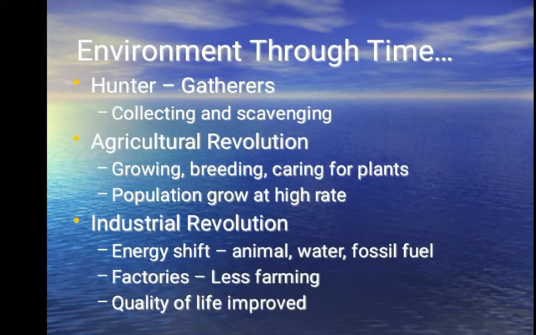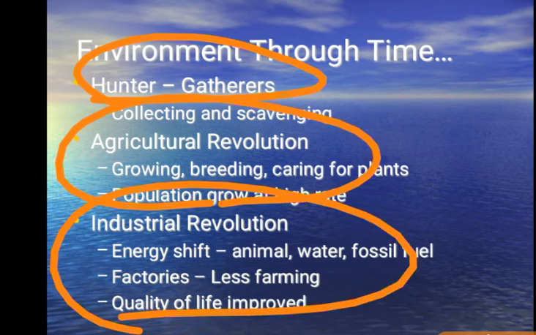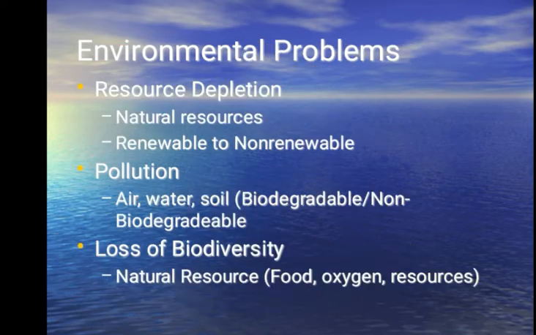Environment through time: hunter gatherers, collecting and scavenging. Agricultural revolution, industrial revolution, energy shift, factories, quality of life improved. See, earlier this was happening. In the middle ages, the agricultural revolution happened. Nowadays, industrial revolutions. So all these revolutions lead to environmental decay and environmental problems.